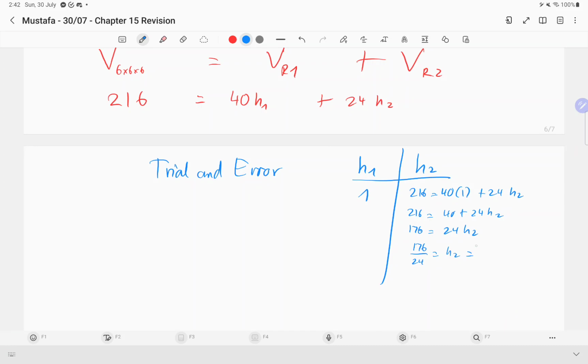Now, you can simplify it, right? You divide both top and bottom by 2. So that would be 88 over 12. Make sense? Alright, and divide by 2 again, that's 44 over 6. That's 22 over 3. Does that work? No. Why? What's the restriction for H2?